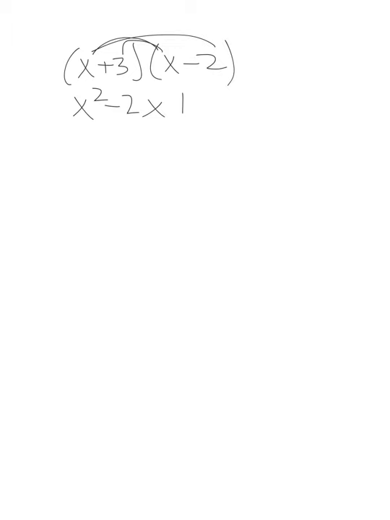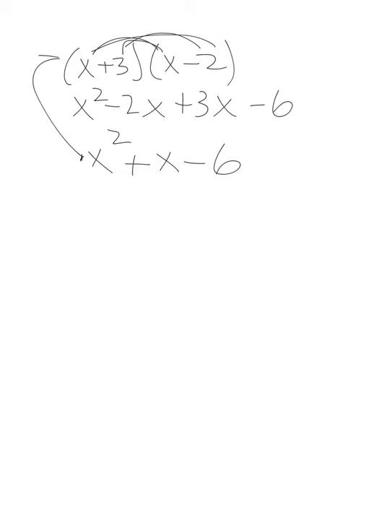So for instance, if we had x plus 3 times x minus 2, we did the box method, or we distributed, FOIL, so that would give us x squared minus 2x plus 3x minus 6, and that would give us x squared plus x minus 6. That's multiplying. Now we're going the opposite way. We are factoring. We're starting from here and going to here.